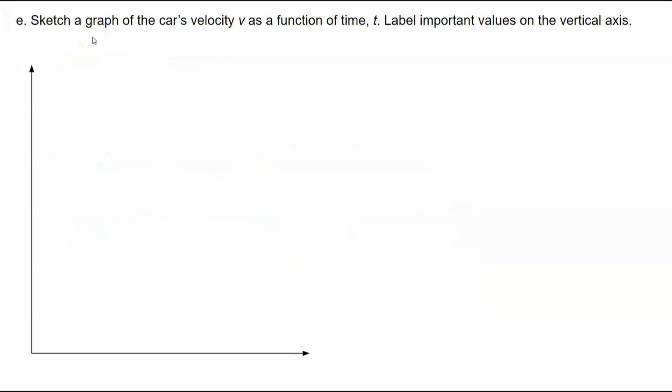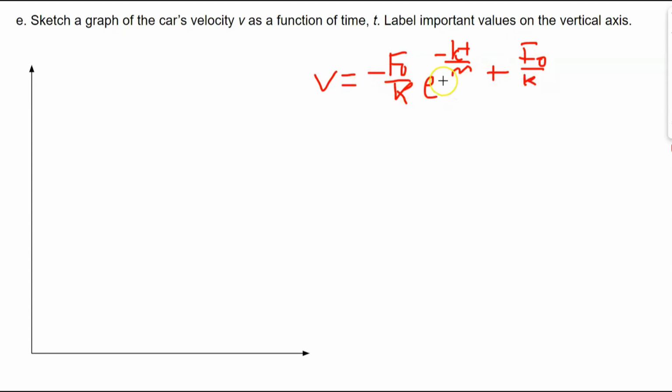Now we have to sketch a graph of the car's velocity v as a function of time while labeling important values on the vertical axis. So we did this already in part C. We found velocity as a function of time. So if you're having trouble imagining how that function looked, I'm going to rewrite it again. It was v is equal to negative f sub naught over k times e to the negative kt over m plus f sub naught over k. If you don't know how that looks, well, we have an e, specifically negative e to the power of the negative variable.